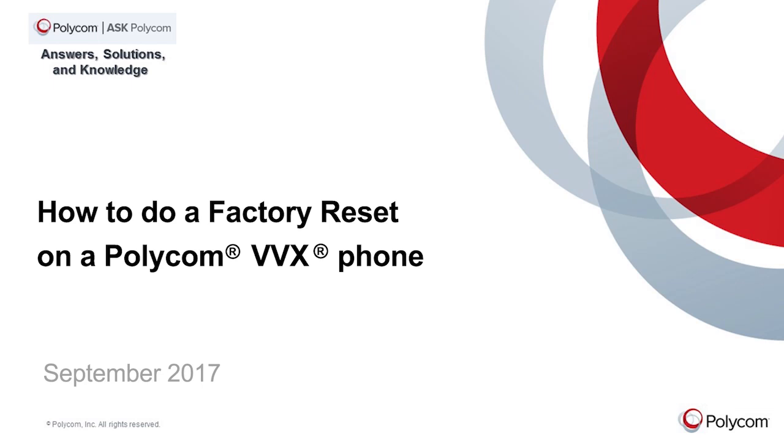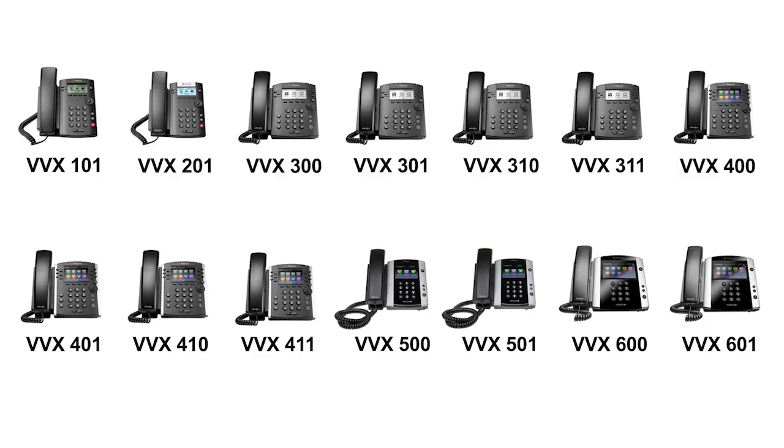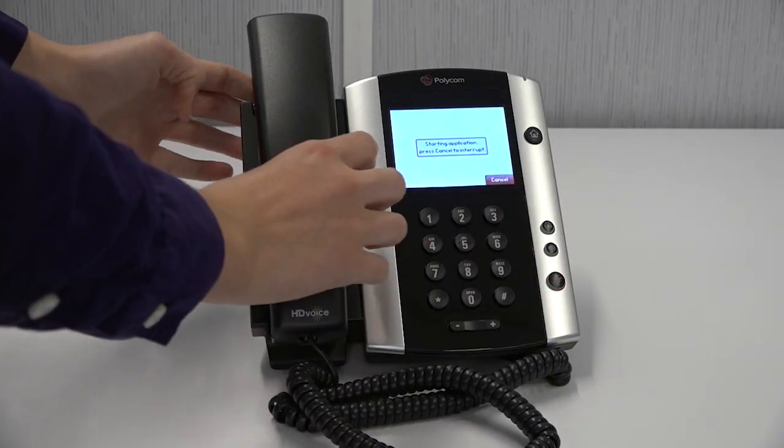This video will show you how to do a factory reset on your Polycom VVX phone in case the admin password is lost. This works for all VVX versions through 6.0.1. First, look for the MAC address.